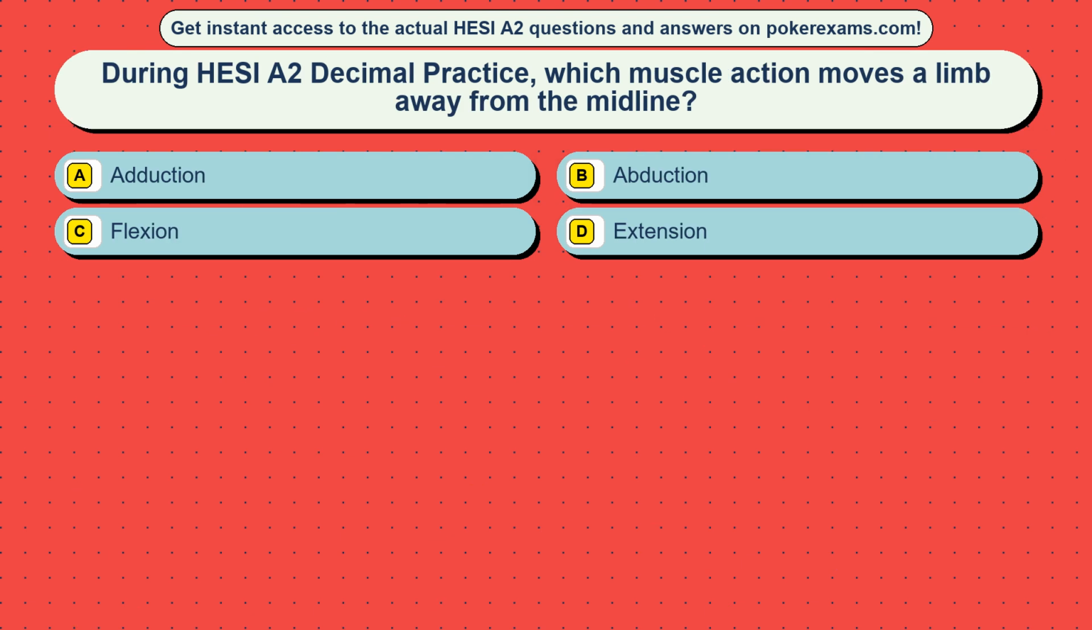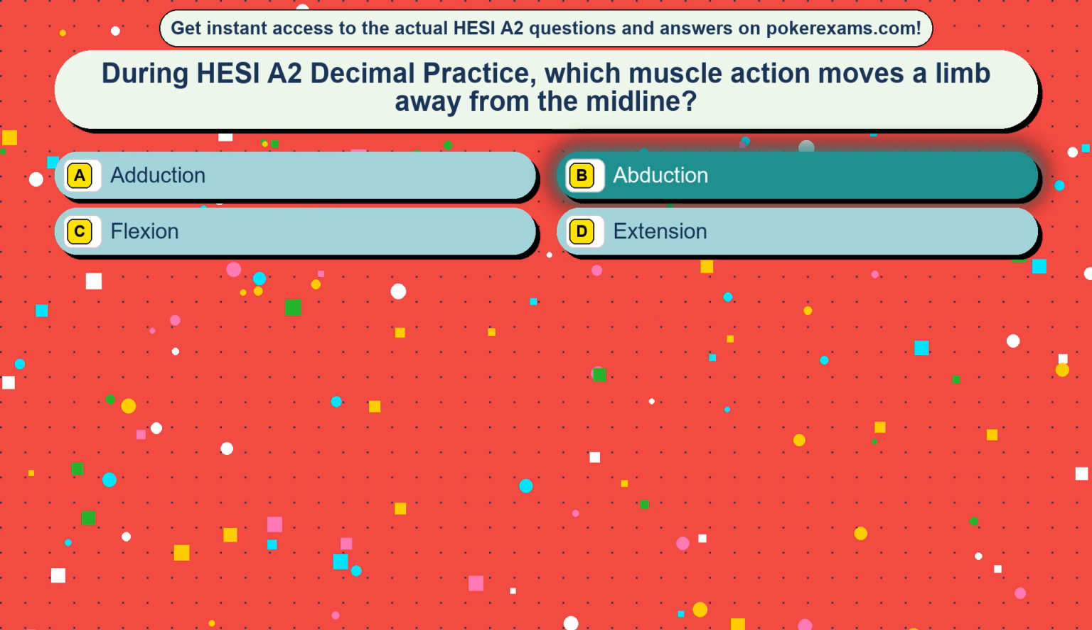Question 21. During HESI A2 decimal practice, which muscle action moves a limb away from the midline? Option A, adduction. Option B, abduction. Option C, flexion. Option D, extension. The correct answer is option B, abduction.